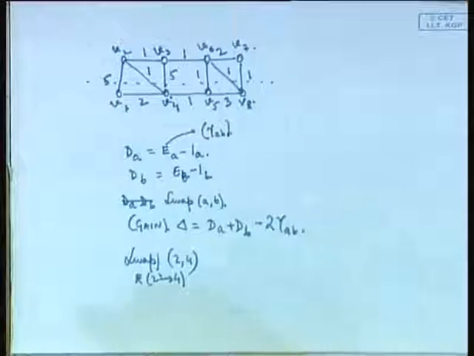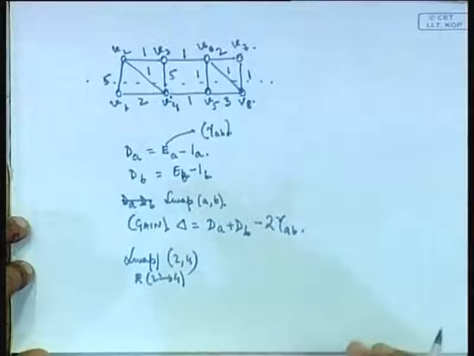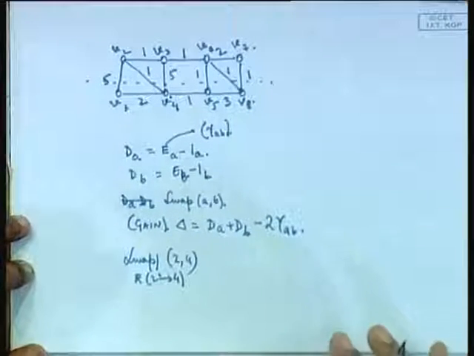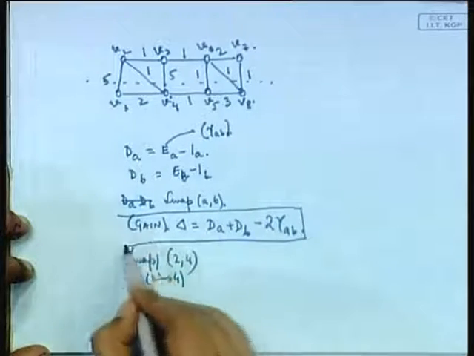The connection between these two, and that I lose twice. So, that is why 2. Am I clear? Okay. So, this is the gain which you have.